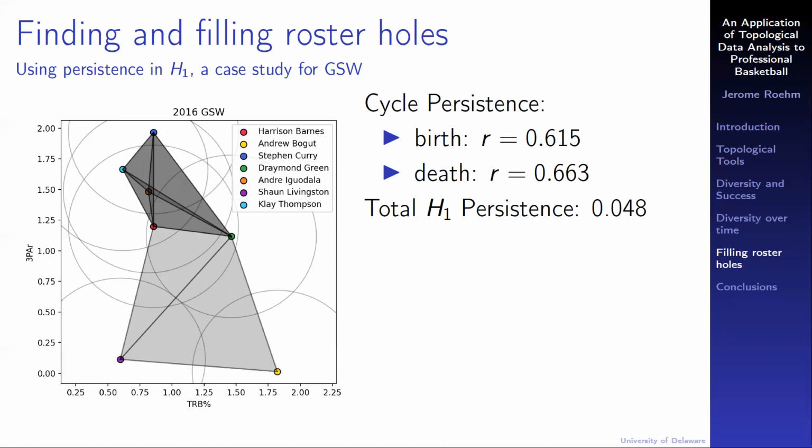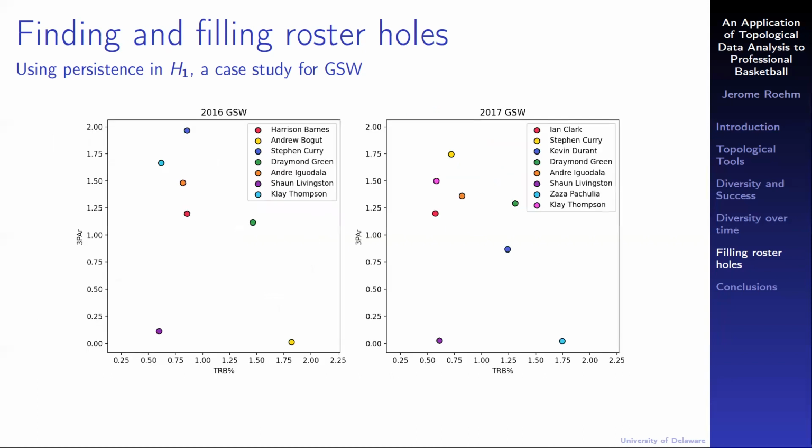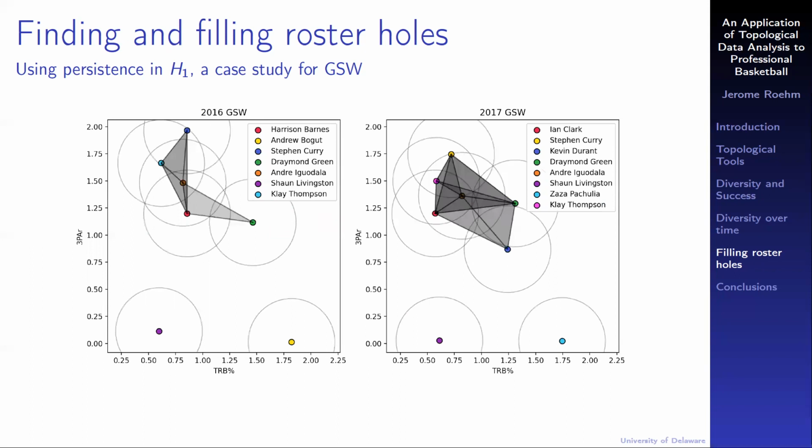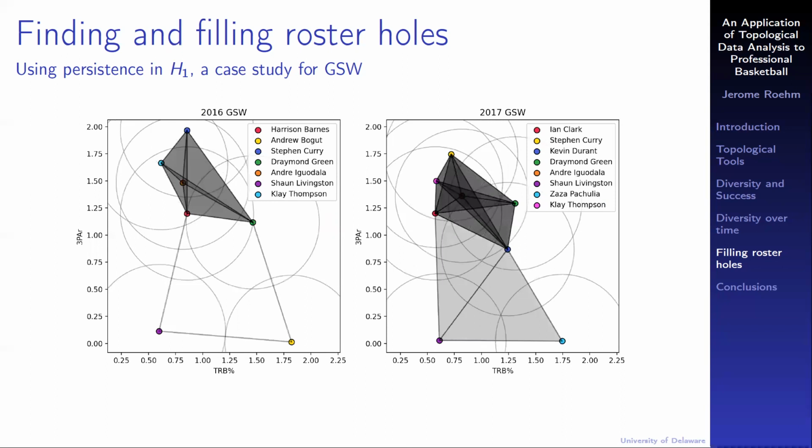Note that the 2016 Golden State Warriors lost in the NBA Finals. The following season, the Warriors acquired one of the most high-profile free agents in recent history, Kevin Durant. When we compare the point clouds for the 2016 and 2017 seasons, the overall shape is fairly similar. Andrew Bogut is replaced by Zaza Pachulia, but most importantly, Kevin Durant appears in the middle of what once was a hole. As we start to grow the radius of our bubbles and build the simplicial complexes, we see that the hole forms on the left, whereas the addition of Kevin Durant prevents a hole forming on the right. Loosely speaking, the 2016 Warriors lost the championship due in part to a hole in their roster. However, the 2017 Warriors filled that hole with Kevin Durant and went on to win the NBA championship.